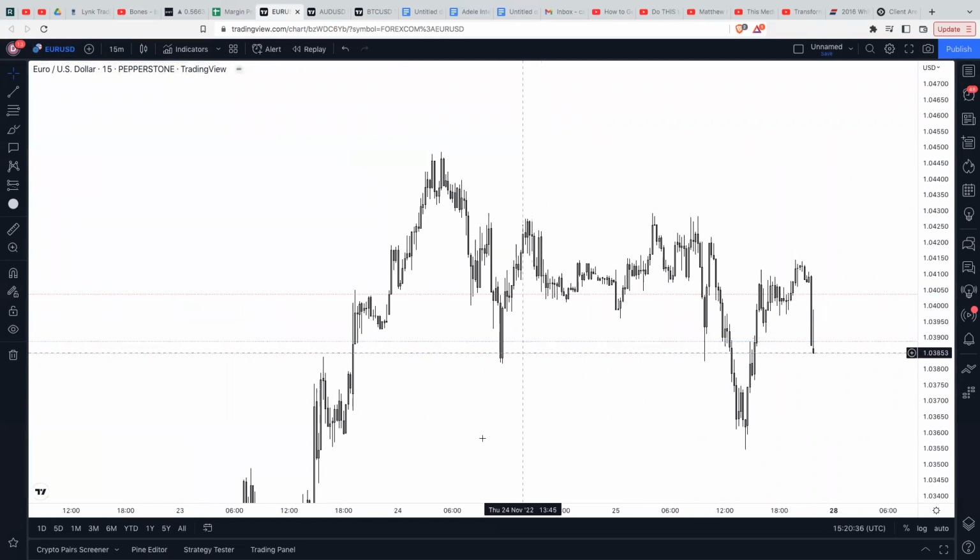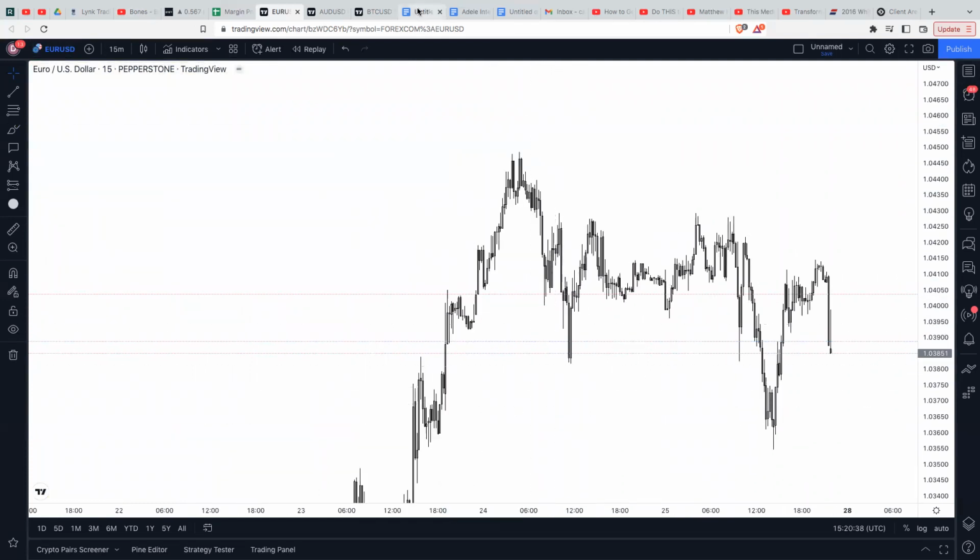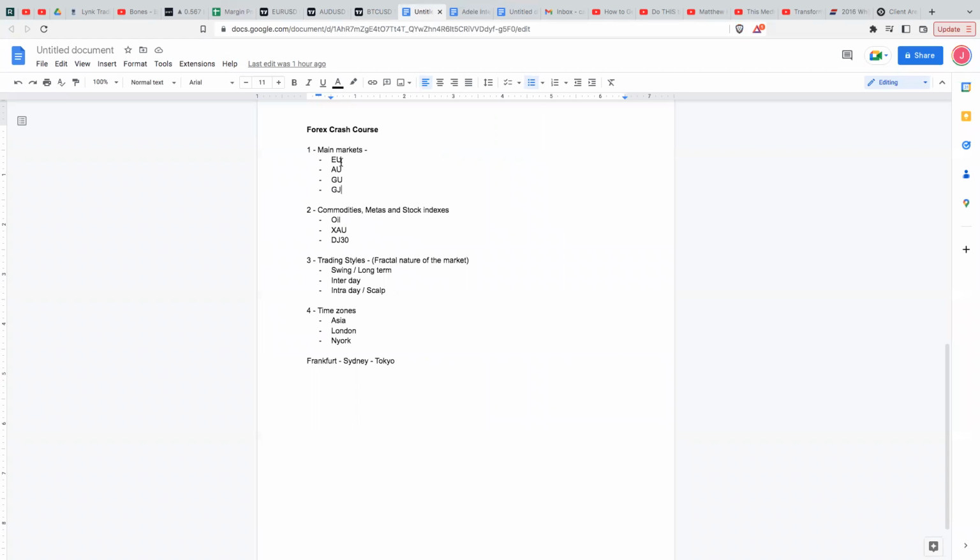All right. So let's bob back to here. So we've got as main markets Euro, AU, GU, and GJ. There's a number of different markets. Oil, gold over the US dollar, the Dow Jones 30 industrial average and things. They move and you can trade them in similar styles to how you trade Forex.